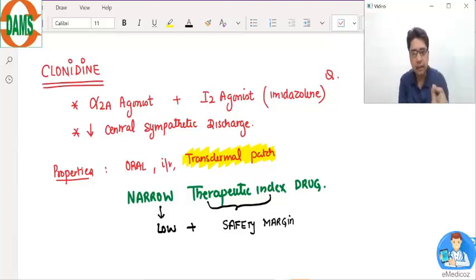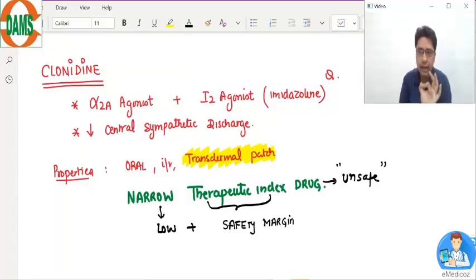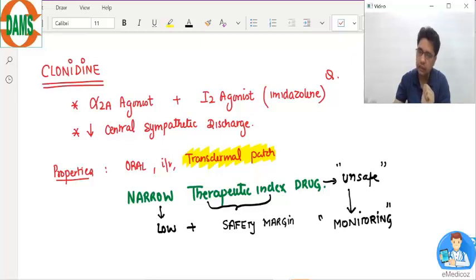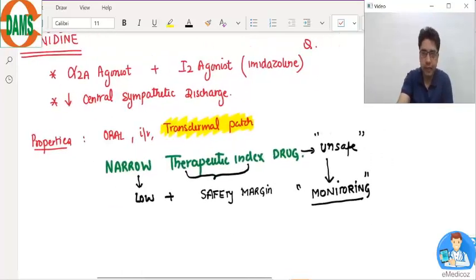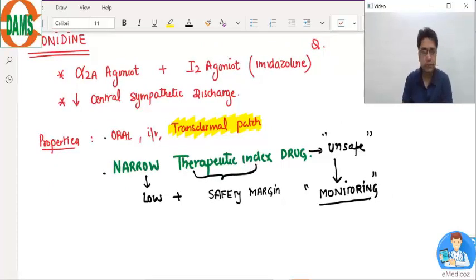Now remember, any drug which is a narrow therapeutic index drug will be an unsafe drug. That means if you increase the dose of clonidine a little bit, it will lead to side effects. Hence, any drug which is an unsafe or narrow therapeutic index drug requires monitoring so that the dose should not be increased. So these two properties of clonidine you must remember.